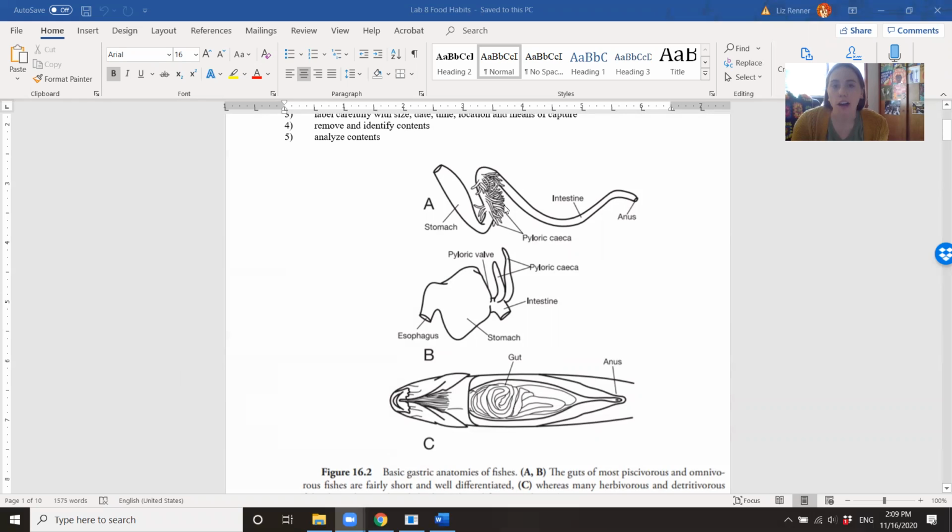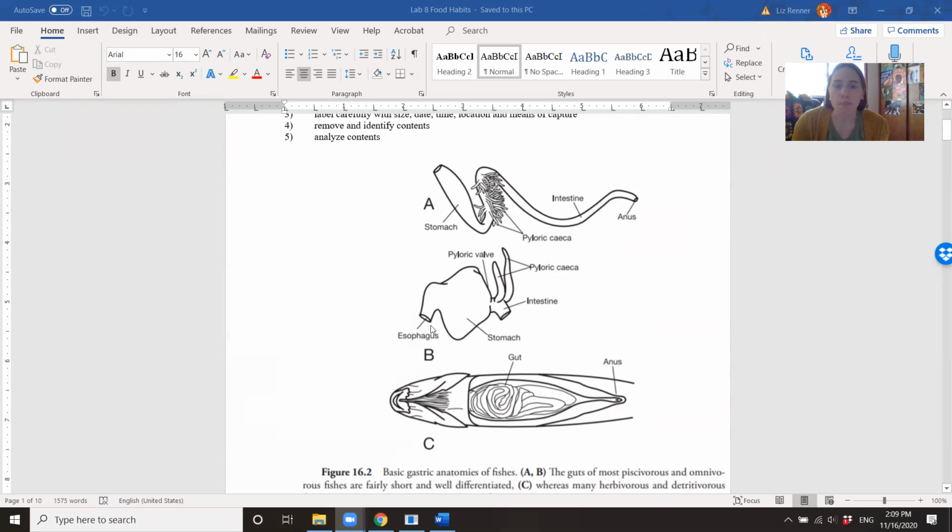Up here in A, that would be the stomach of a piscivore or an omnivorous fish. This is the generalized shape. Here we've got this tube that's the stomach itself. All of these squiggly lines are the pyloric ceca branching off at the base of the stomach and then feeding in. This marks the very end of the stomach itself, and where the pyloric ceca ends and beyond would be the intestine leading to the anus. This would be like a largemouth bass or something of that sort.